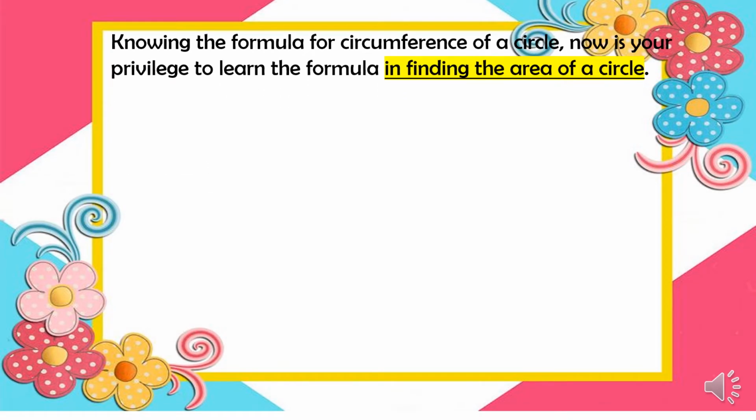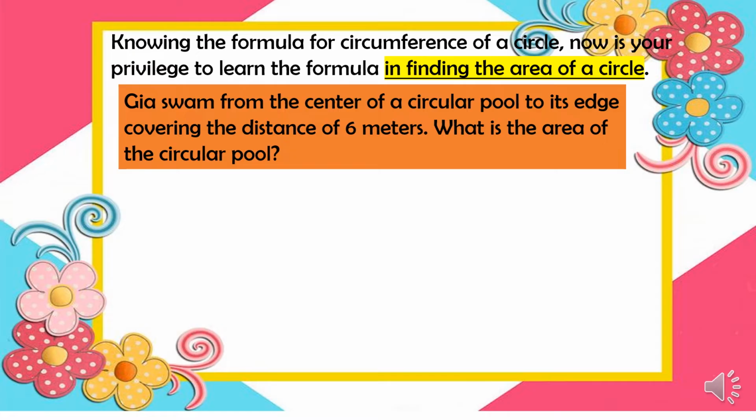Knowing the formula for the circumference of a circle, now is your privilege to learn the formula in finding the area of a circle. Let us take this example. Gia swam from the center of a circular pool to its edge, covering a distance of 6 meters. What is the area of the circular pool?